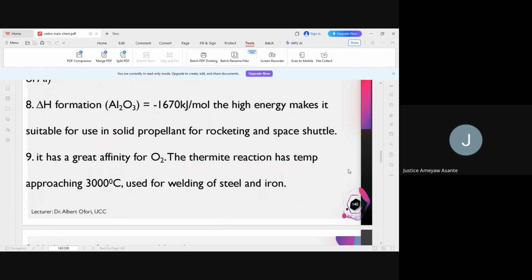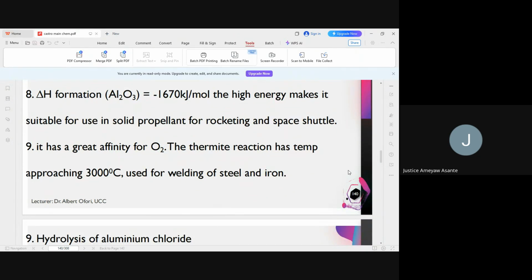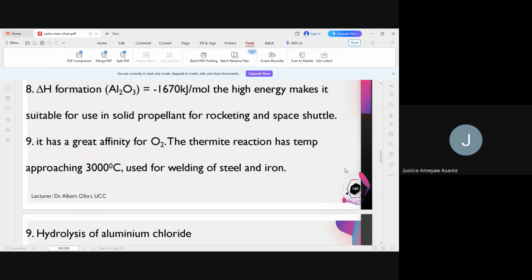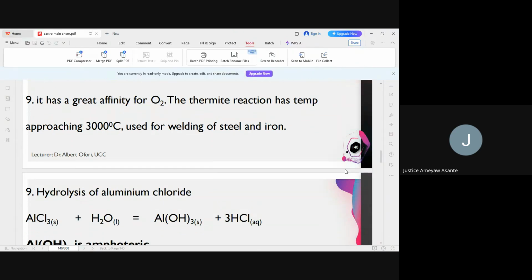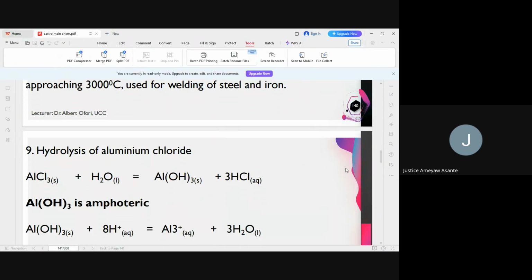It has a great affinity for oxygen. The thermite reaction has a temperature approaching 3000 degrees, used for welding of steel and iron. So in welding, welders use it to weld steel and iron.